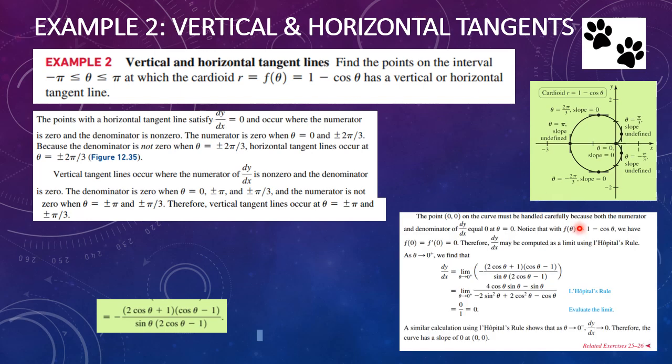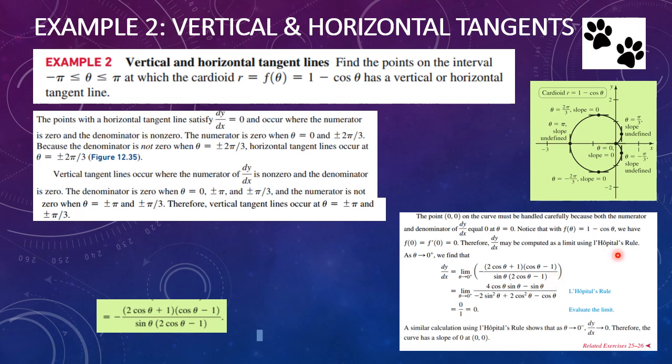The point 0, 0 on the curve has to be handled differently, because both the numerator and denominator of the derivative go to 0, as we just walked through. But what we can do, since both the numerator and denominator go to 0, is apply the limit as theta goes to 0 to see what's happening as we're getting closer and closer to 0.